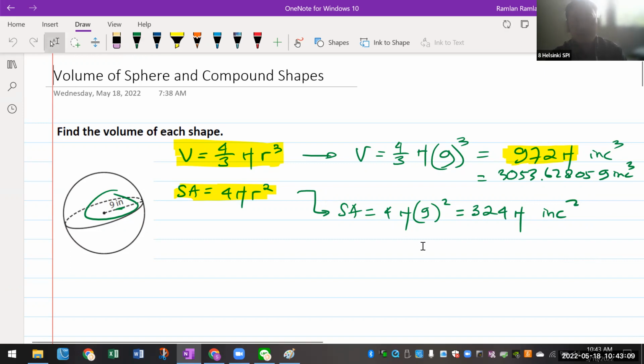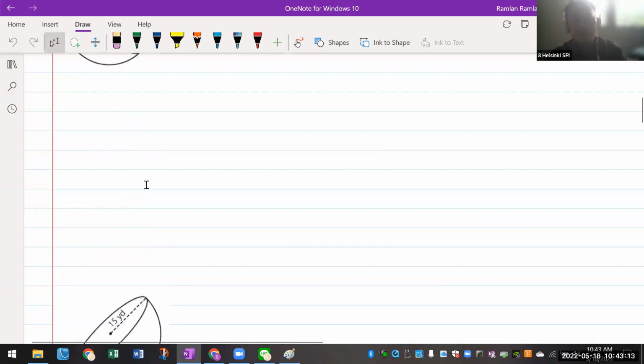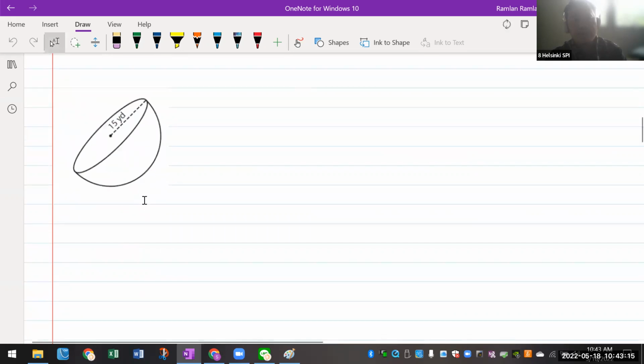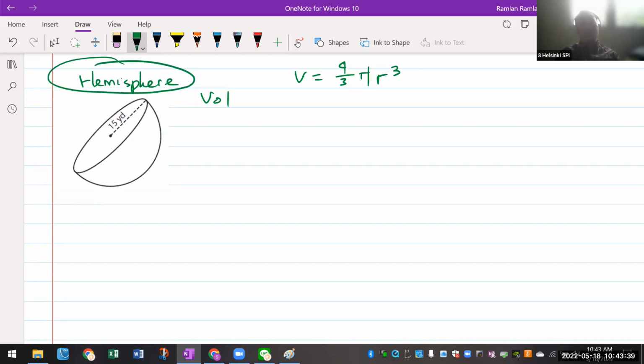Okay, let's go to the next one. What if we have something like this? If I want to find the volume, and we know that the volume of a sphere, the formula will be 4/3 times pi r to the power of 3. How about this one over here? This is what we call a hemisphere. It's not a sphere, it's a hemisphere.